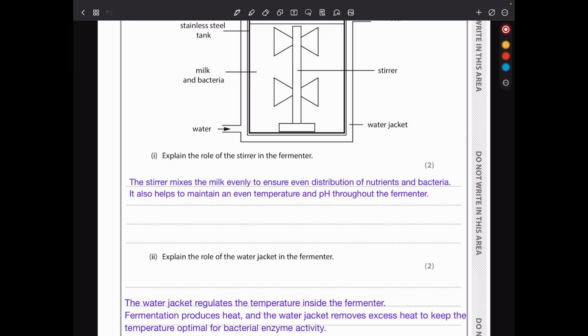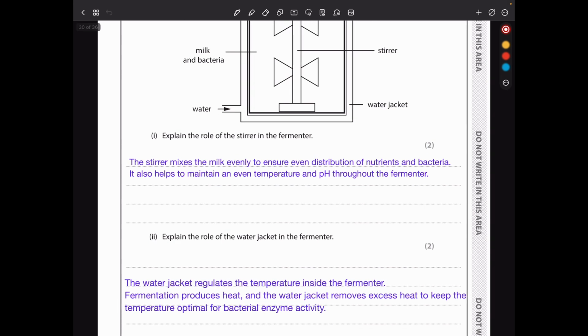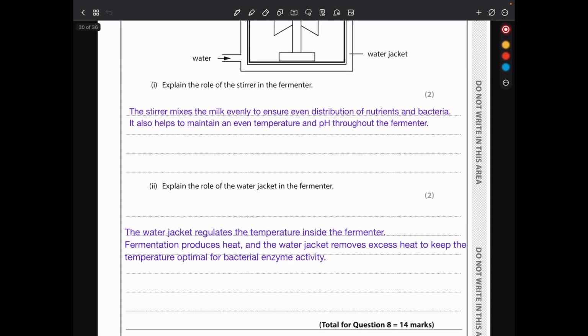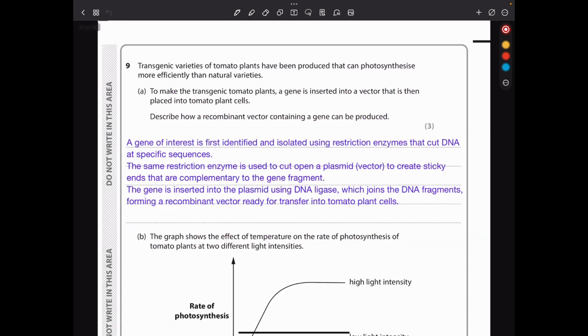Like I've already said, it mixes the milk evenly to ensure even distribution of nutrients and bacteria. It also helps to distribute heat and the pH evenly throughout the fermenter. Then they say explain the role of the water jacket in the fermenter. This is to cool so that the temperature can be maintained at optimum conditions. So I say the water jacket regulates the temperature inside the fermenter. Fermentation produces heat, and the water jacket removes excess heat to keep the temperature optimal for enzyme activity.